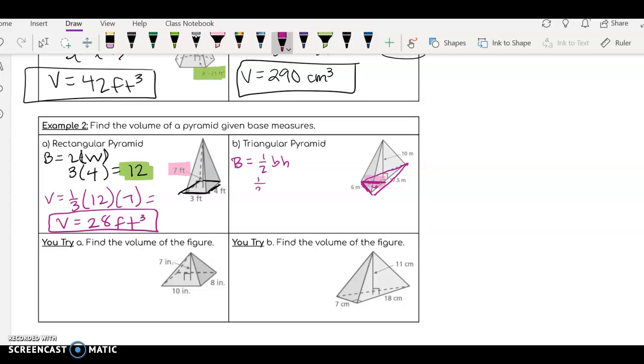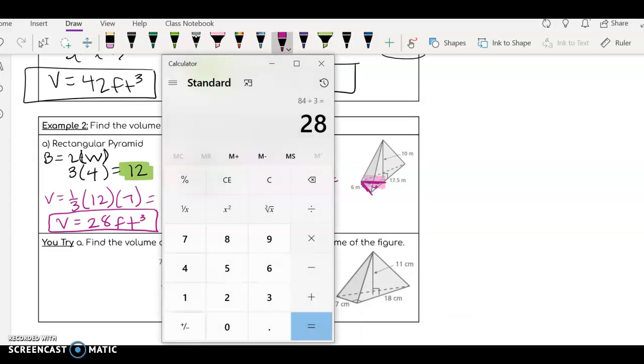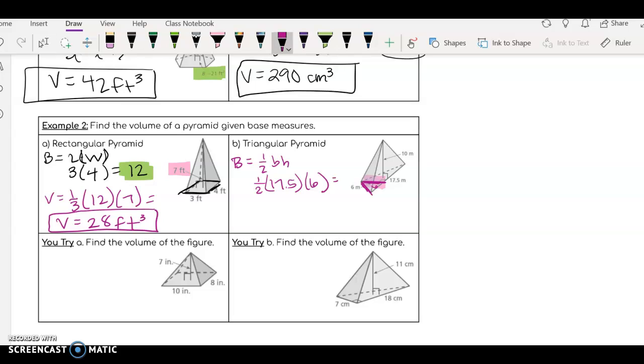So I have 1/2. My height was 6. And then my base, kind of can't see that, is 17.5. Let me rewrite that. 17.5 times 6. So I have 17.5 times 6 divided by 2, because that is the area of a triangle. So this gives me 52.5 as the area of my base.